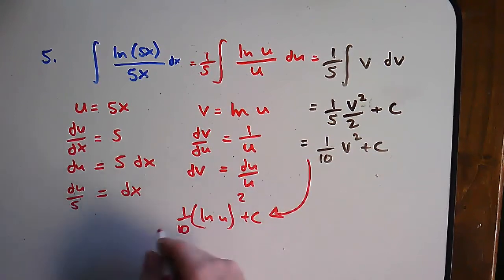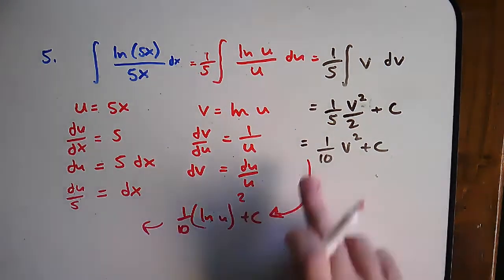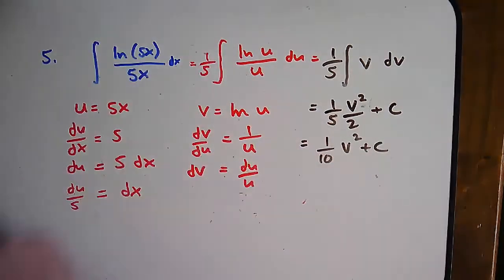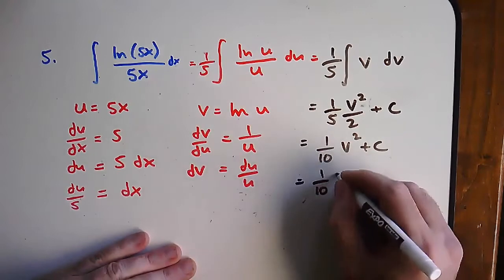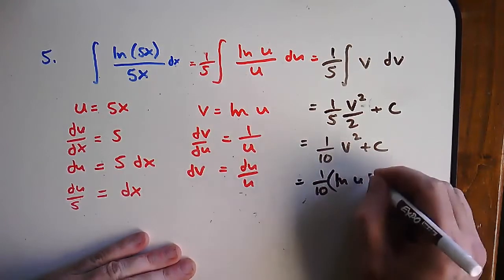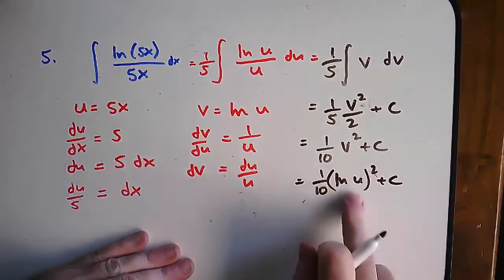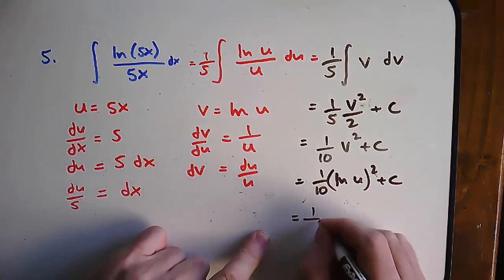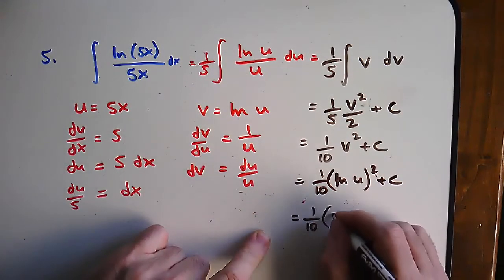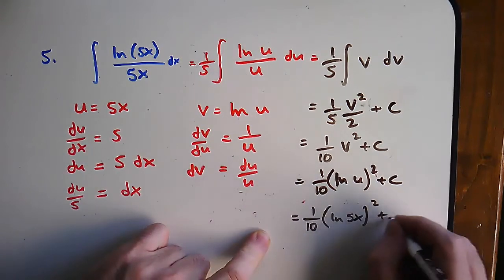Okay, now I'm going to go back to the original form in terms of x. I'm making it a little bit messy here. You probably will be more organized in your problem. You know what? I'll write it where it needs to go. It's right under here. So 1/10 natural log u squared plus c. Okay, I still have it in terms of x, but what's u? Okay, u is 5x. So my final answer then is 1/10 times the natural log of 5x squared plus c.